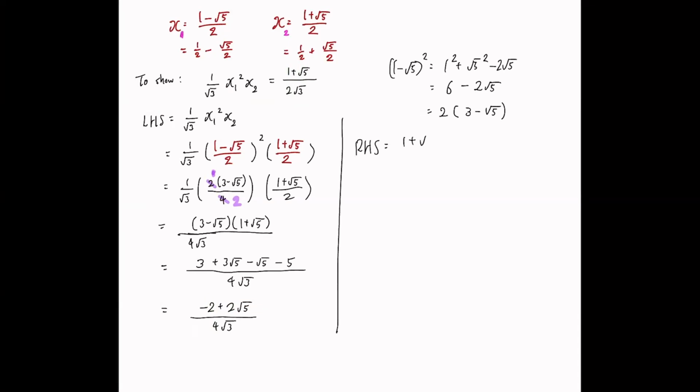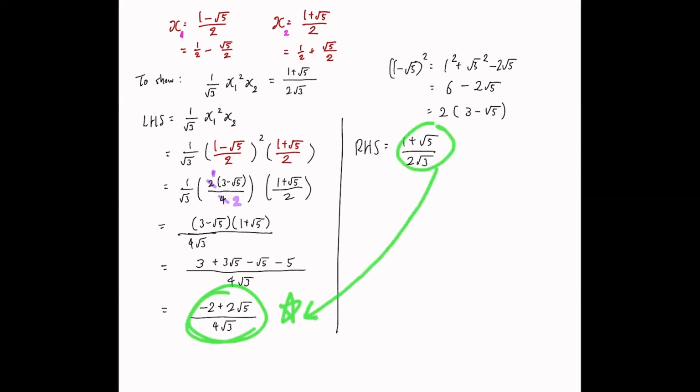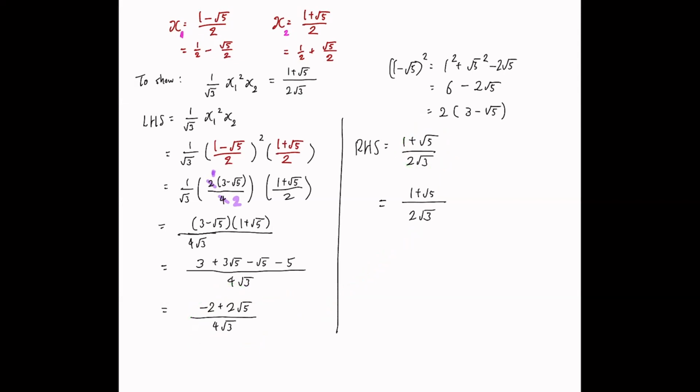I write down 1 plus square root 5 over 2 root 3. Then I think to myself, this is my star. How do I get this to look like a star? Times 2, but you cannot just times 2 to the denominator on its own. You also need to multiply 2 to the numerator. Times 2, not enough. You also need to times 2 as well.